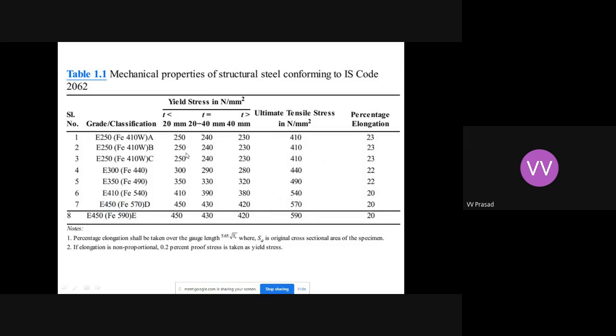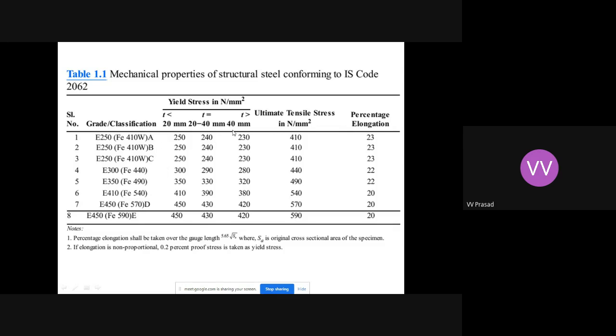I already told you there are many grades of steel. E250: E followed by 250. That number refers to the strength of steel, the tensile strength, that is 250 megapascals or 250 Newton per mm square. Here, for E250, thickness less than 20 mm has 250 Newton per mm square. Between 20 to 40 mm thickness it is 240 Newton per mm square.